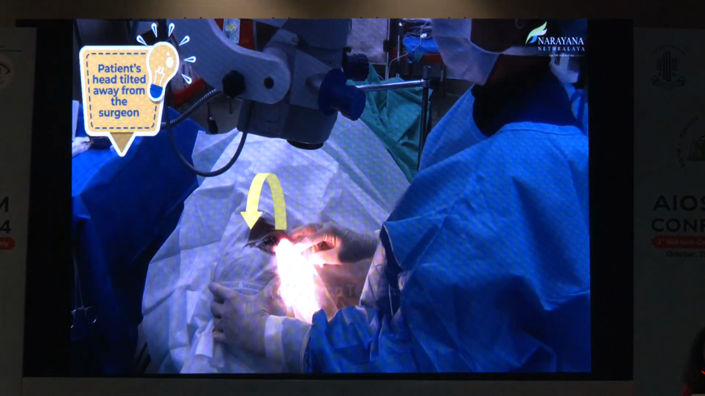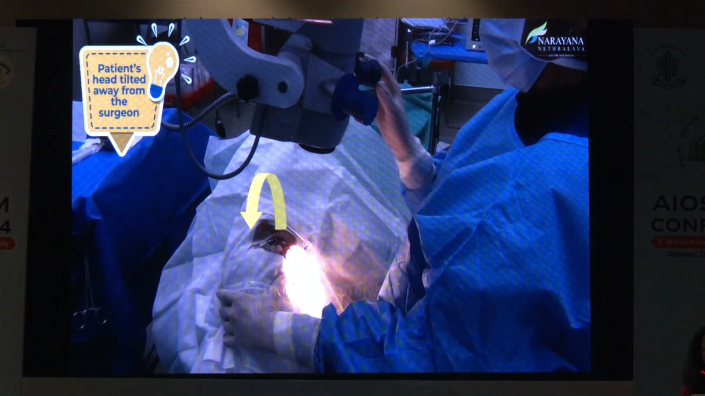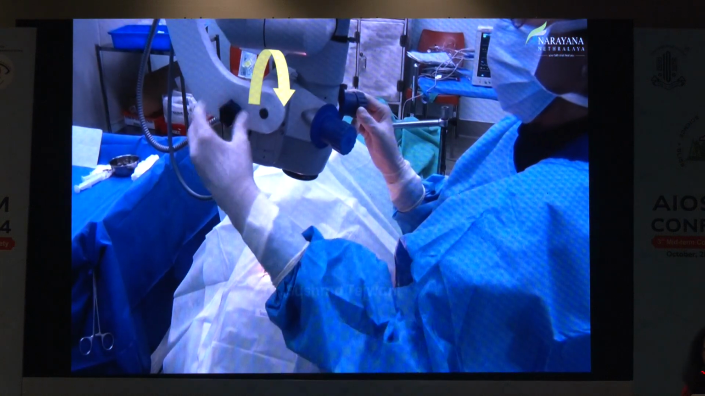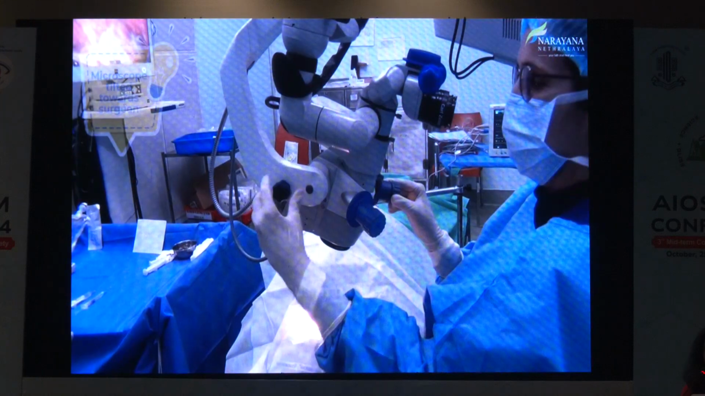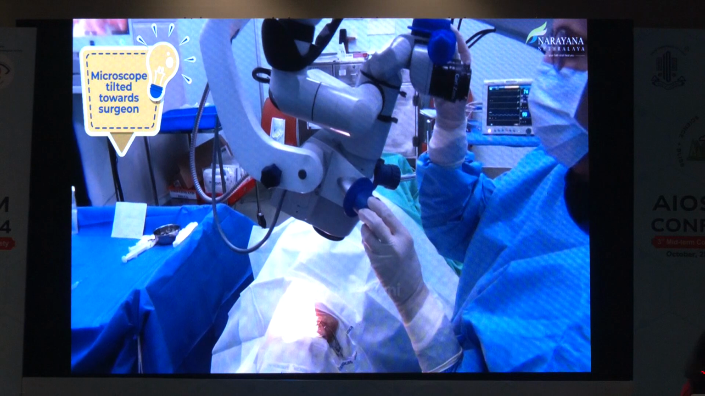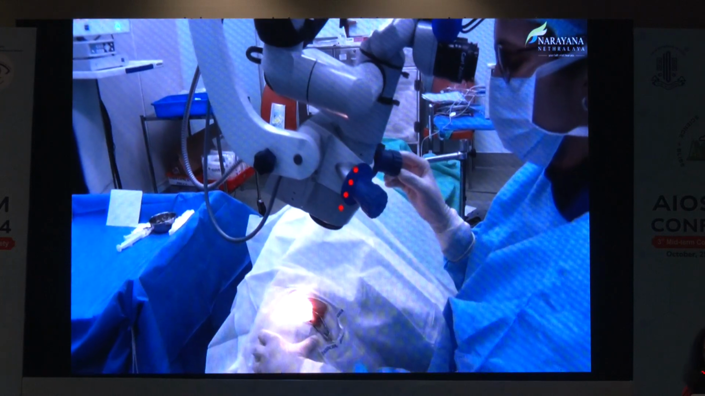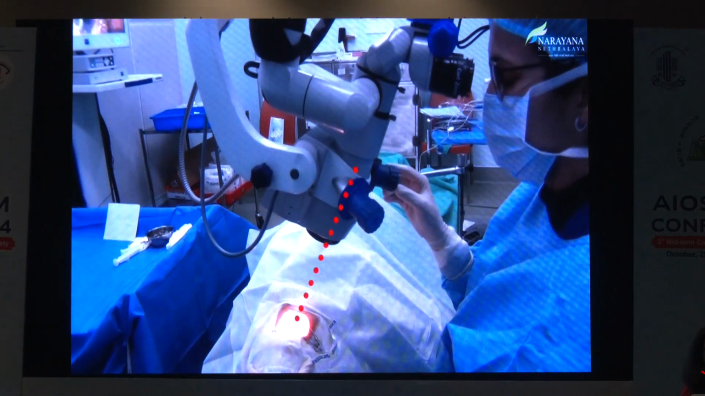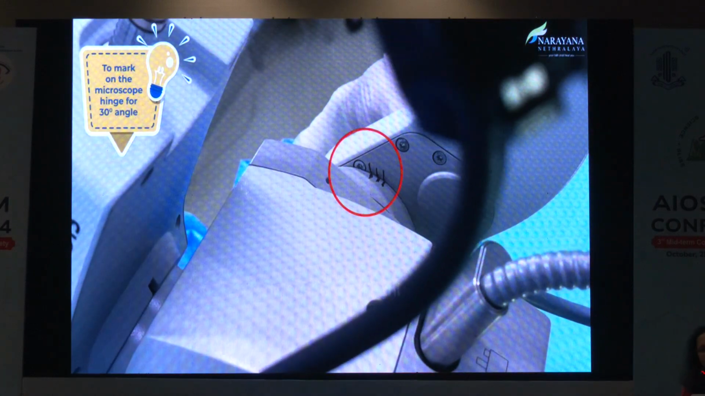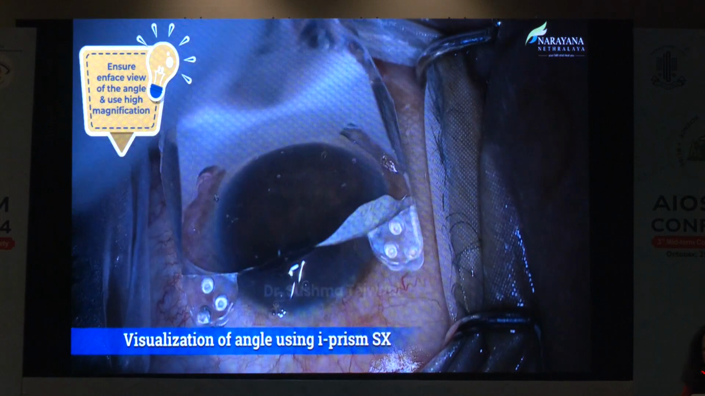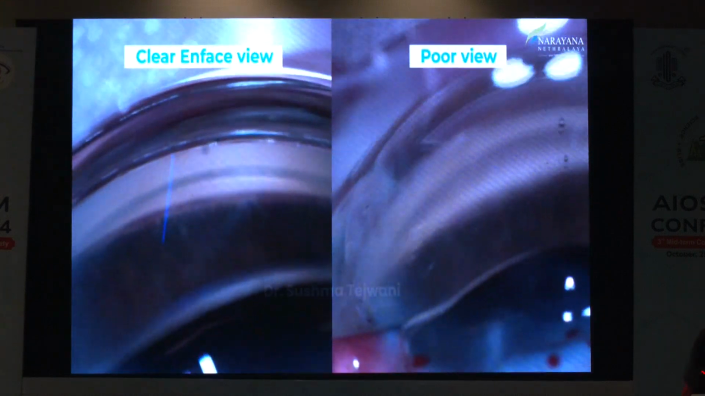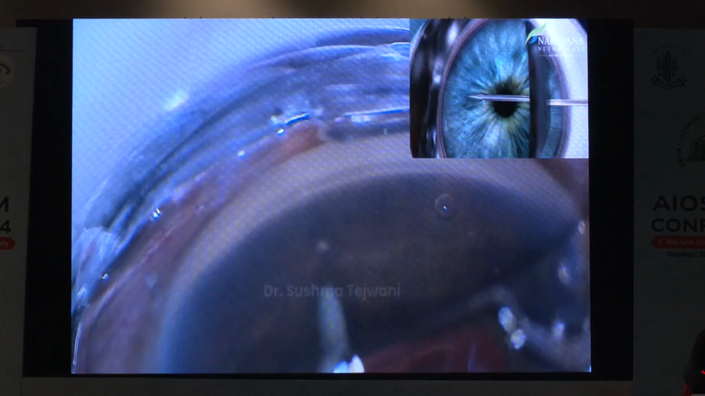Now you have to tilt the head away from you and the microscope towards you to optimize the position for angle visualization or to do intraoperative gonioscopy. The idea is that your eyes, oculars and the patient's angle have to be in one line so that you can visualize the angle. Once you've shifted to that position, you can even mark on the microscope if you're not sure how much. So this is the prism, and I'm going to focus on the angle. You can see this is the clear and fast view of the angle.